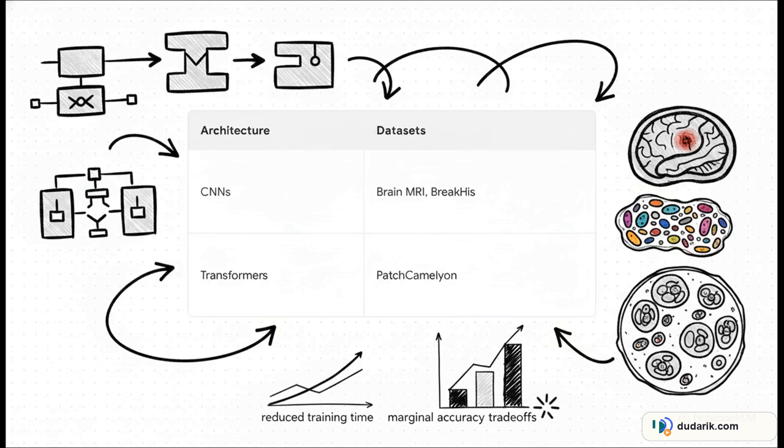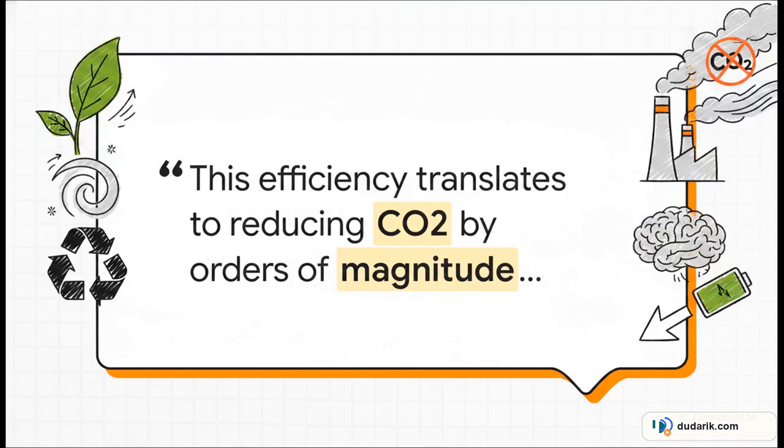The results? The decoupled approach consistently reduced the required training time. The accuracy trade-offs were completely marginal, and fascinatingly, several of these decoupled configurations actually matched or even surpassed the standard, wildly expensive fine-tuning baselines. The impact of those time savings is profound. To quote the authors directly, this efficiency translates to reducing CO2 by orders of magnitude, offering a practical and environmentally sustainable solution. By shifting all that heavy computational load to just a single upfront pass, they aren't just saving time, they're massively reducing the energy required to train state-of-the-art models.